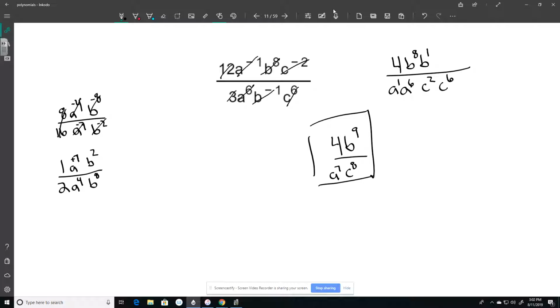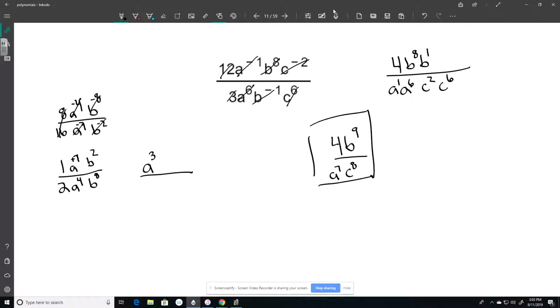So 1 times A to the 7th, B squared over 2A to the 4th, B to the 8th. So I have 7 A's on top. I have 4 A's on the bottom, which means there's more on top. There's 3 more on top.